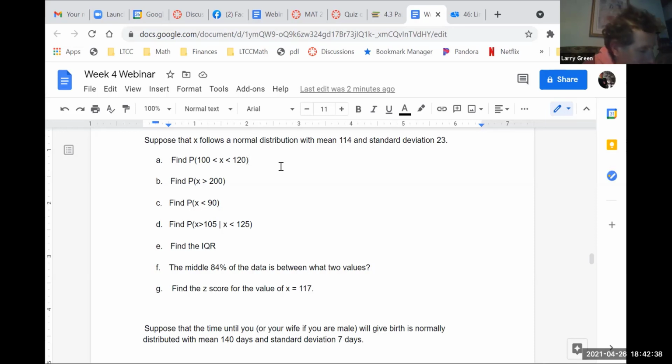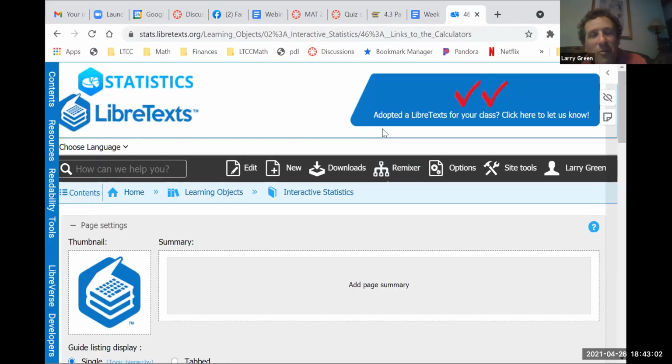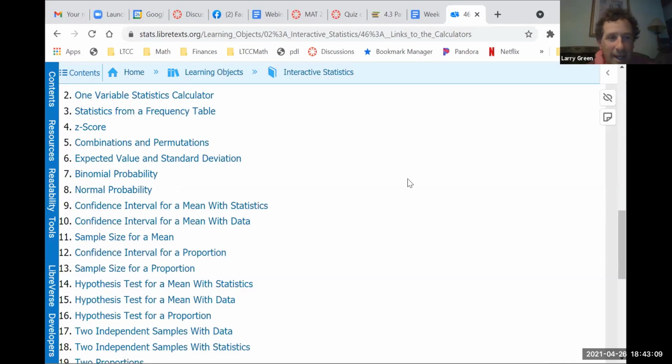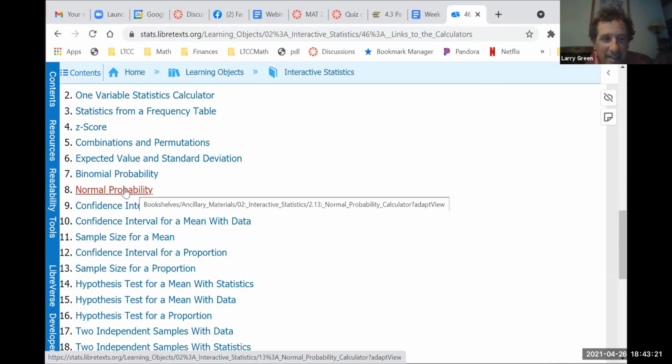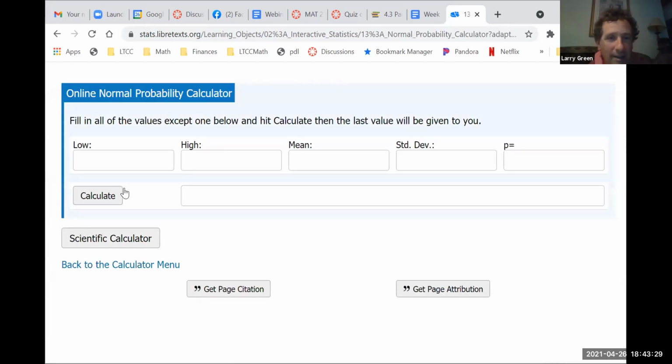So we have 100 less than x less than 120. We have 114 and 23. I tried to make it easy. I bet I don't have to explain anything, but let's see if you can walk me through it, if you wrote down all the numbers I just gave you. What calculator do you think is the right calculator to use? Normal probability. Yeah. Again, it's in the order in which we do things in this class, and I tried to make the words as simple as I could. You hit normal probability. Fill in all of the values except one below and hit calculate. Then the last value will be given to you. Do we know the low?